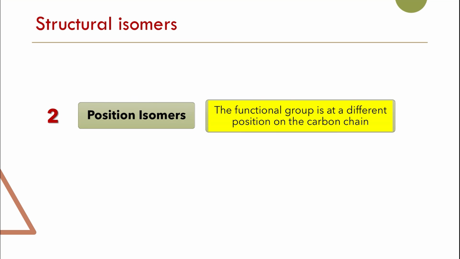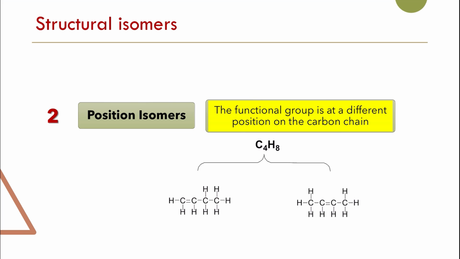The second type of isomer is the position isomer. In position isomers, the functional group is at a different position on the carbon chain. For example, C4H8, we're going to have one of these two compounds: but-1-ene or but-2-ene. These two have the same functional group, which is the double bond between the carbons. However, the position of the double bond for the first one starts with carbon number 1, while for the second one, carbon number 2.